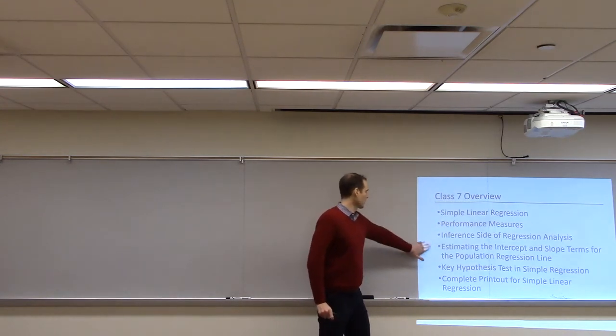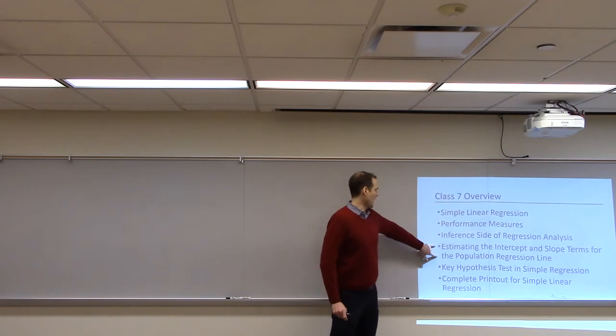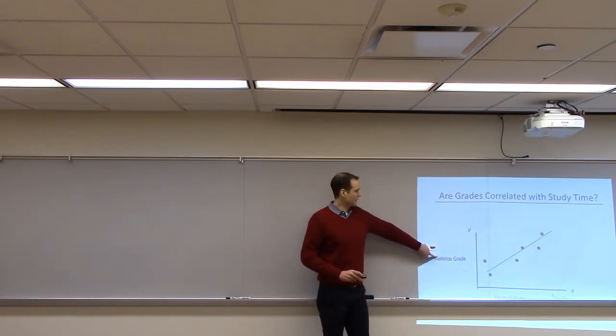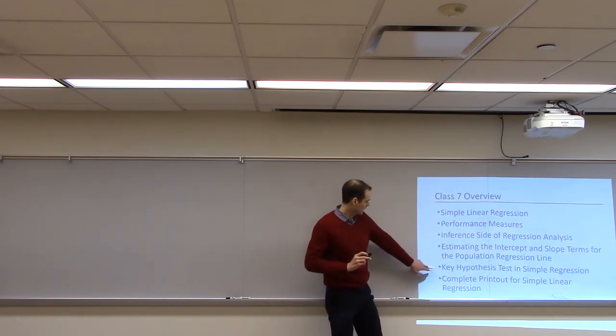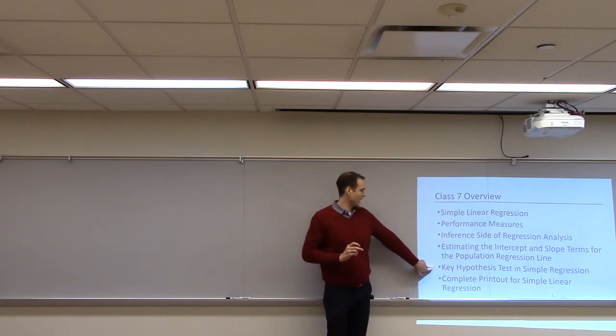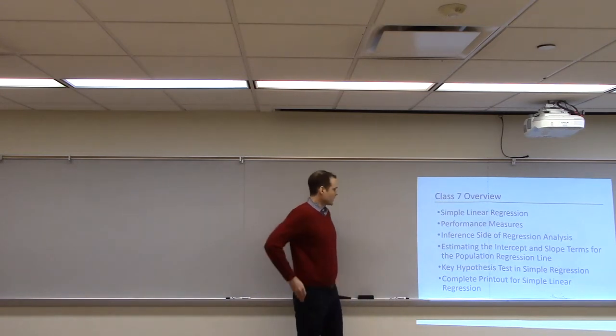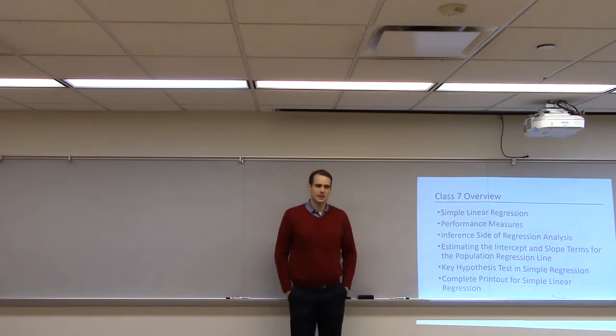Estimating the intercept and slope terms for the population regression line. So this is the slope for the sample data, and we want to know how close that is to the slope if we had all students who have ever taken a statistics class on this graph. That would be the population regression line. Key hypothesis test in simple regression. The key hypothesis test is, do we have a slope that is different from 0?